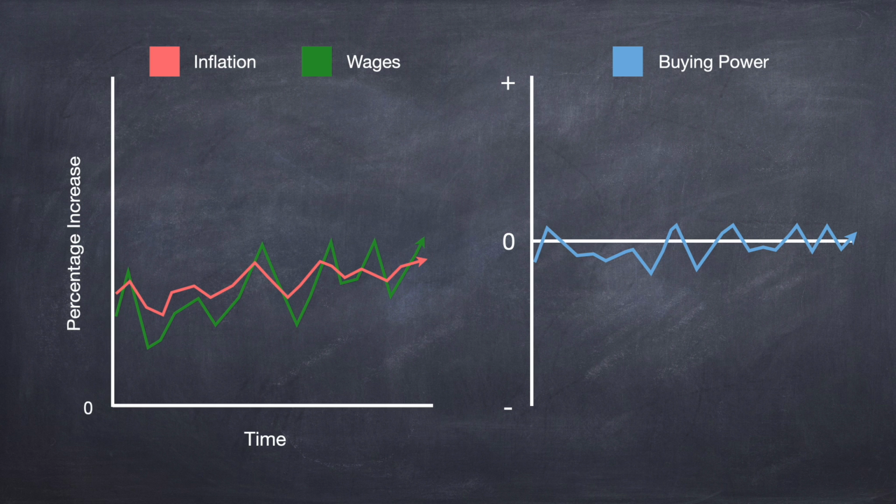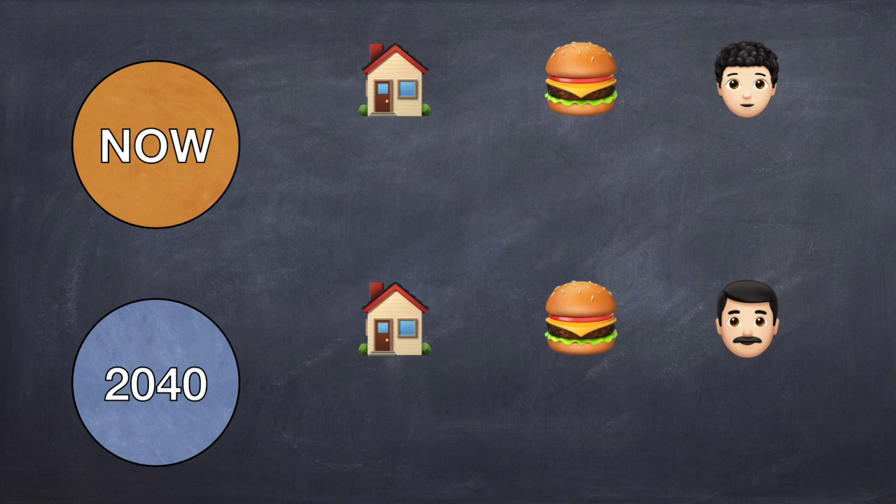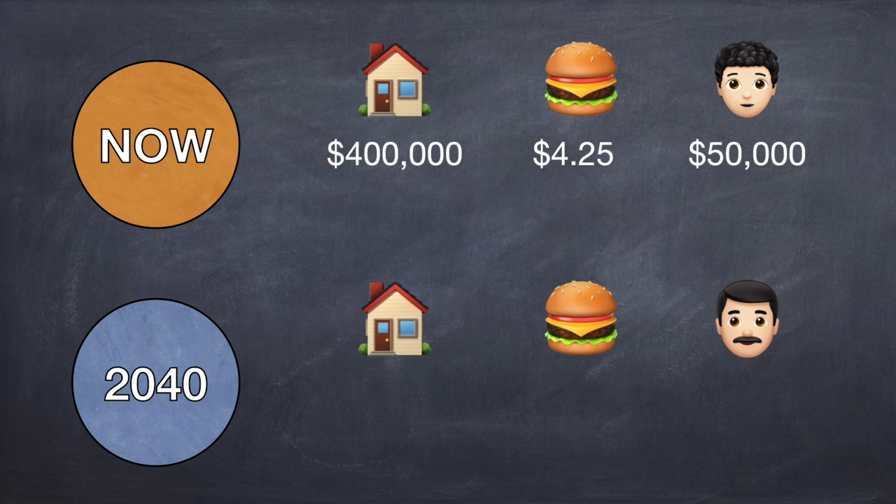So let's look at this example in a theoretical, and we're going to look at, in this case, the housing and hamburgers example. So let's say that now the average house costs roughly $400,000. Average hamburger price is $4.25. Let's say your salary is roughly $50,000.